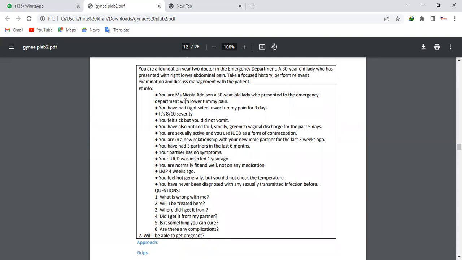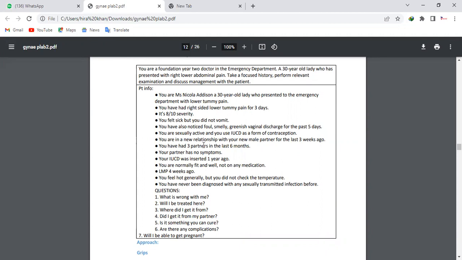So the patient history is, you are Mrs. Nicola Edison, a 30-year-old lady who presented to the emergency with a lower tummy pain. You had right-sided pain for 3 days. Its severity is 8/10. You felt sick, but you do not vomit. You have also noticed foul-smelling greenish discharge for the 5 days. You are sexually active and also have an IUCD. You are in a new relationship. Your partner has no symptoms. You feel hot generally, but you do not check the temperature.